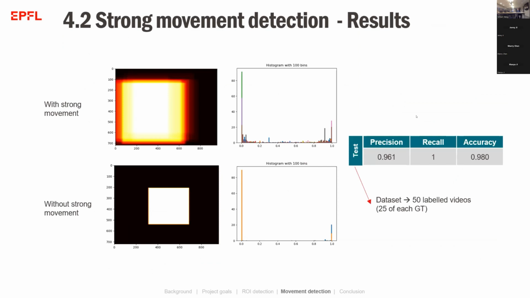So here you have an example of when we have a lot of movement. This is the heat map and the corresponding histogram with a lot of pixels in between that correspond to these areas. And another example without movement. With this method, we were able to achieve a 0.98 accuracy.